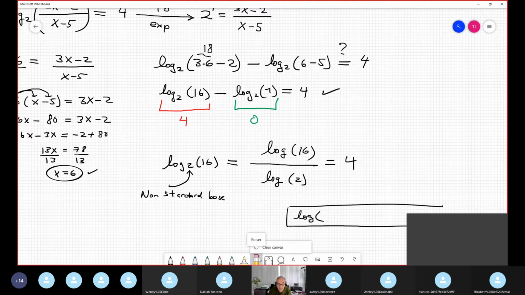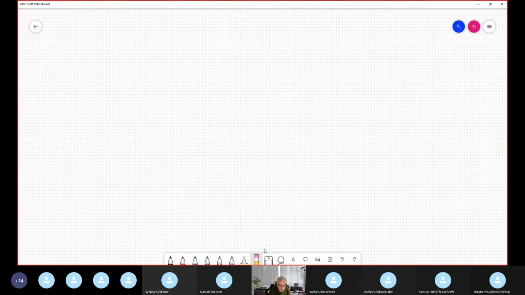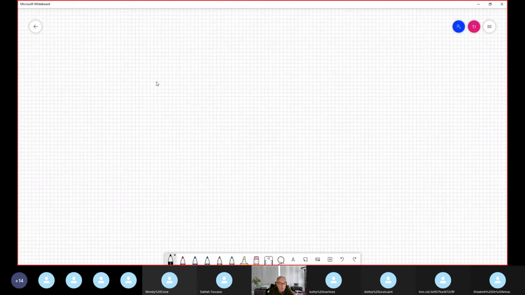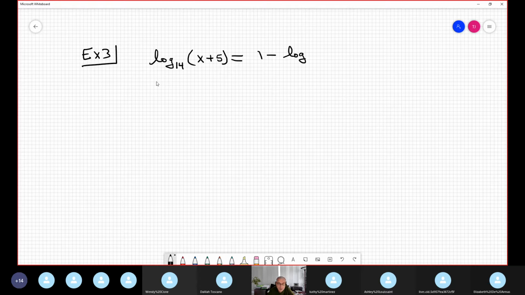Angelica. Ruth. Okay, let's move on to the number 3 example. Okay, example 3 now. Wait a second. Example 3 is logarithm base 14 of x plus 5 is equal to 1 minus logarithm base 14 of x.